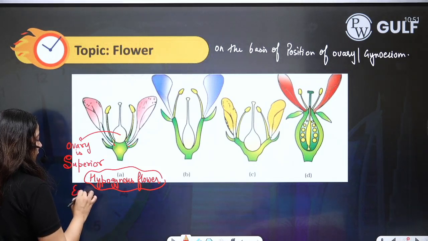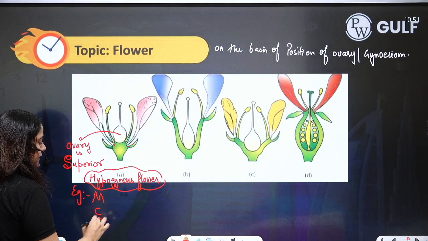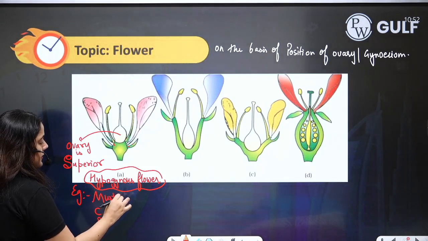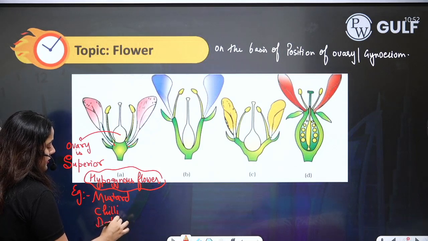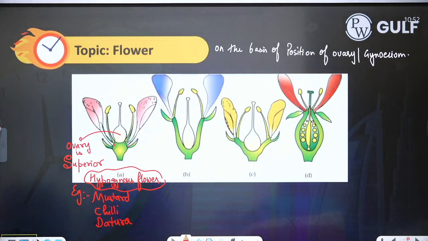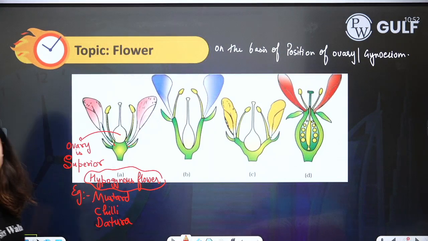Example, MCD. You will learn it by MCD. Mustard, chili, datura. You can remember it by MCD.